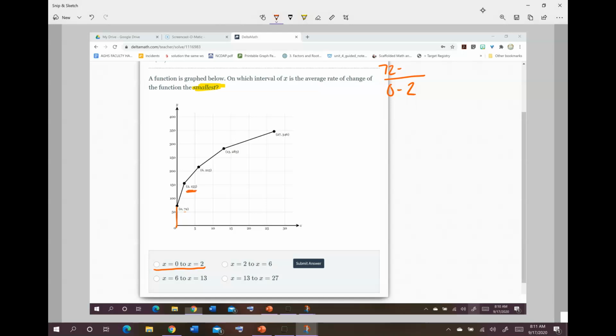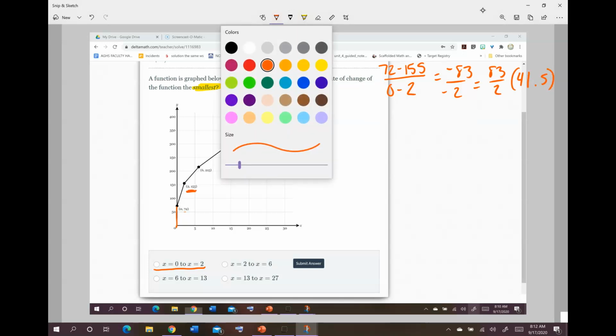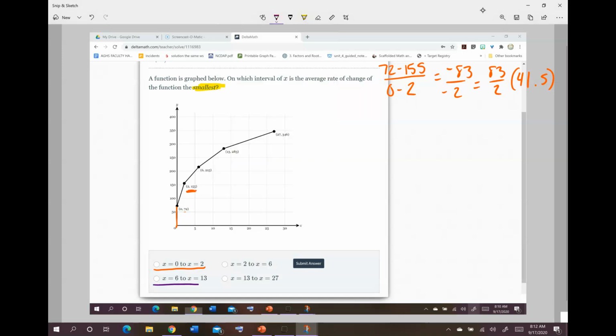Here is when x is 2. When x is 2, what's y? 155. Okay. So I'm going to say 72 minus 155. I get negative 83. 0 minus 2 is negative 2. So it can't be reduced down. But it is 83 over 2. And in decimal form, that's going to be 41.5.